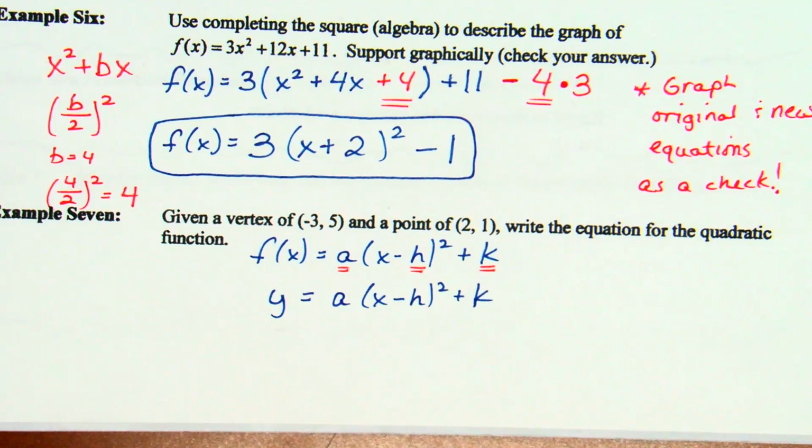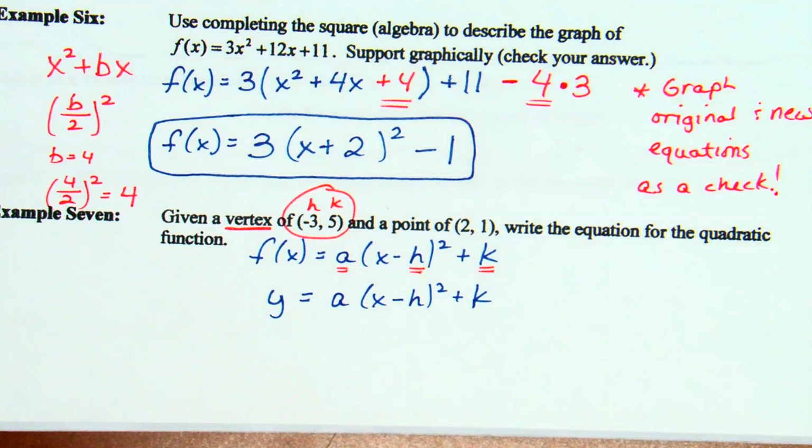Do I know my h and k? Yeah. What's h and k? H and K are my vertex. So H is -3 and K is 5. So the vertex has to be H and K. Your vertex is H and K by definition. Now, what do we not know? A. We don't know A, but yet they give us another point. So you know there's a reason they give us another point. How can I find A?